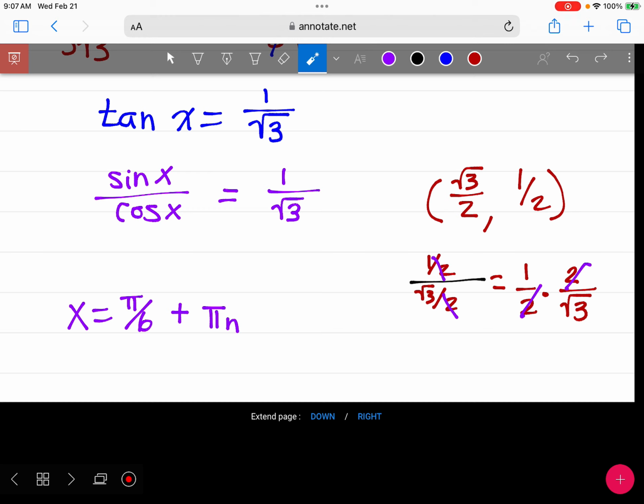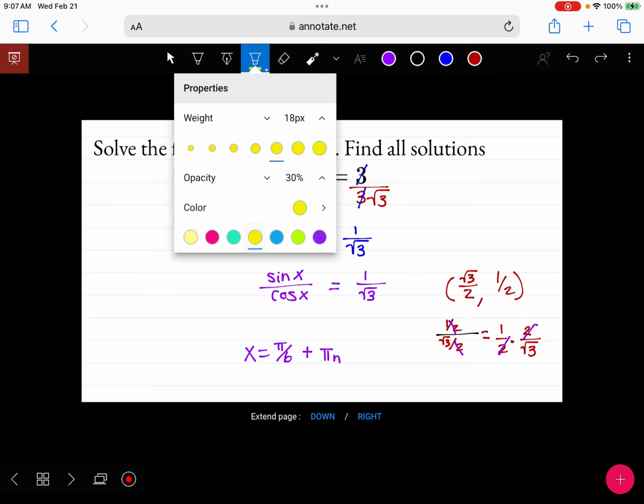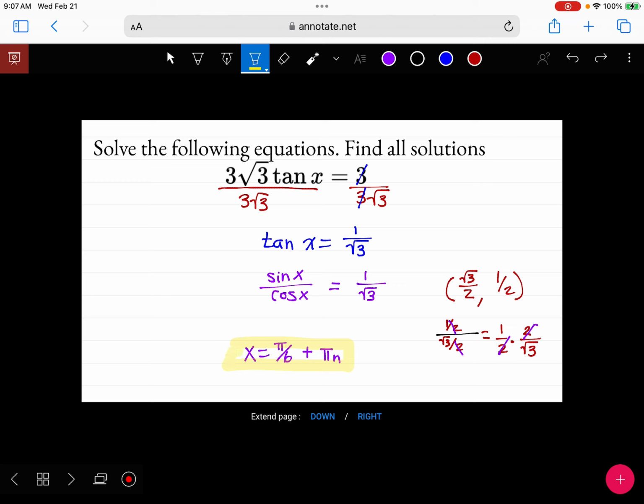Since on our unit circle, everything is divided by 2 except for those cardinal directions, 0, pi over 2, pi, those guys, everything else has a 2. So for the most part, those denominators are going to cancel out. So we just have to be really careful, and we're going to go slow, and we're going to take our time. Okay?